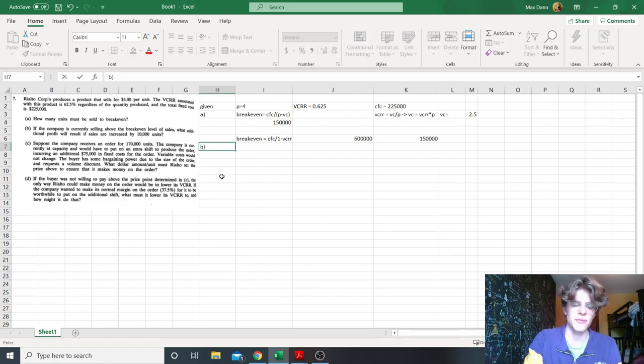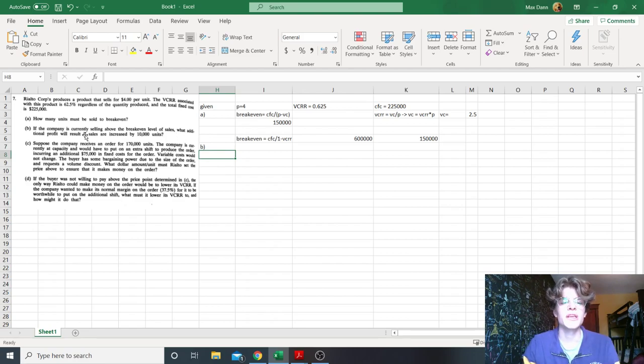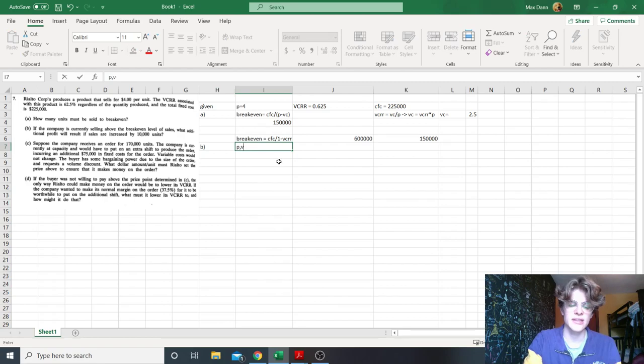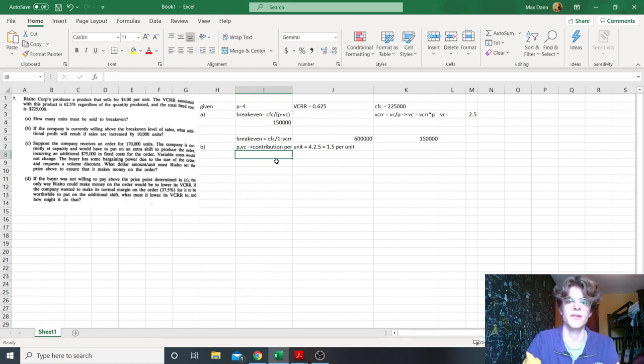So B. If the company is currently selling above its break-even level of sales, what additional profit will result if sales are increased by 10,000 units? Because we have our price and our variable cost, we can see that our contribution per unit is equal to 4 minus 2.5. So we're getting $1.50 on every unit. So if sales go up by 10,000, then we multiply that by 1.5, and our profit is $15,000, right? Because we're making $1.50 on every unit, and we sold 10,000 units.